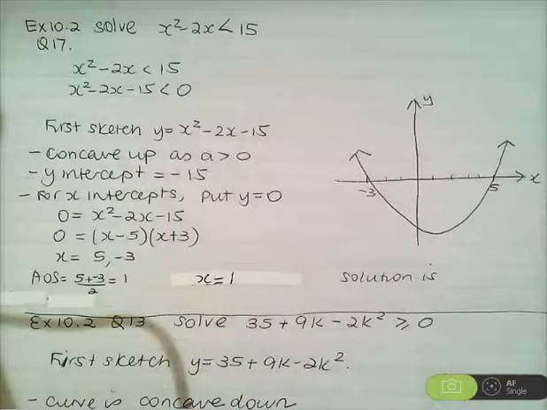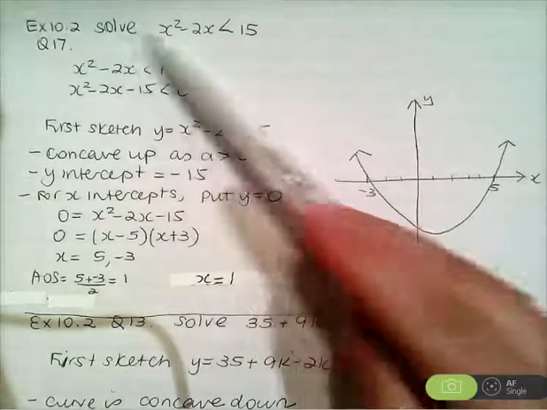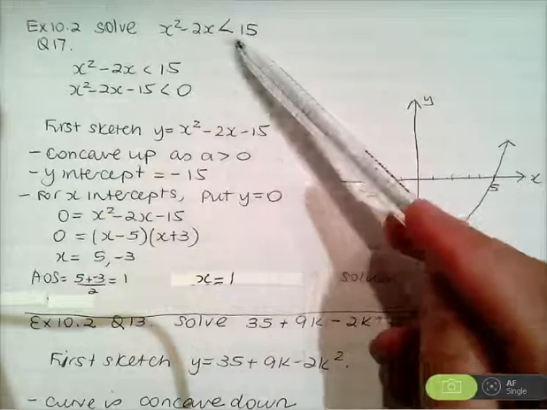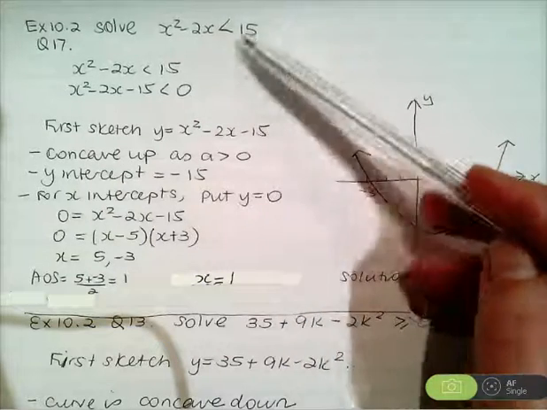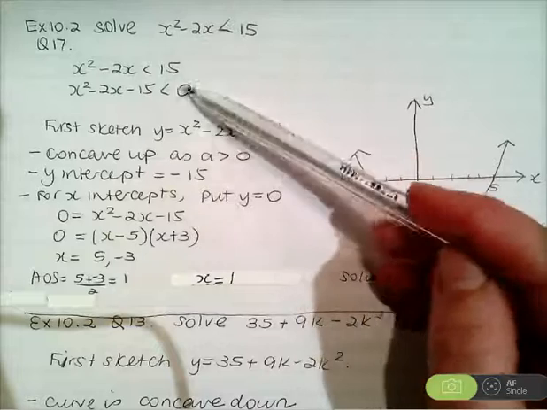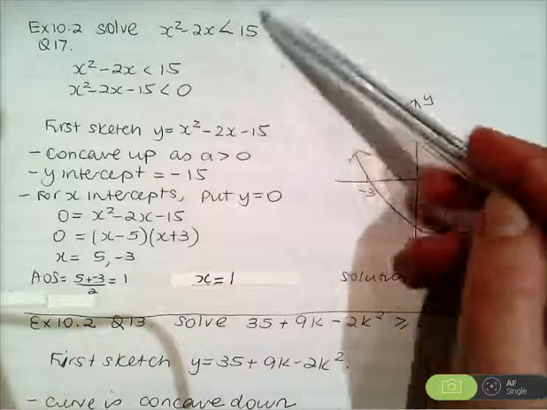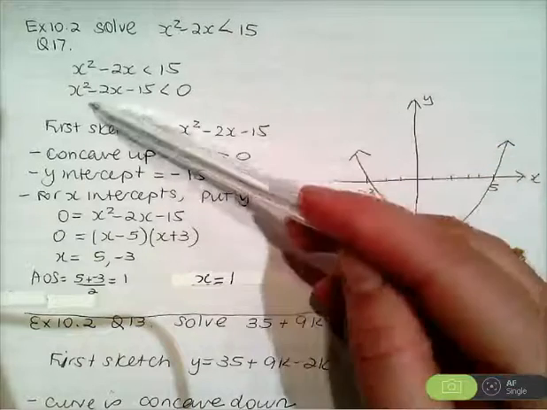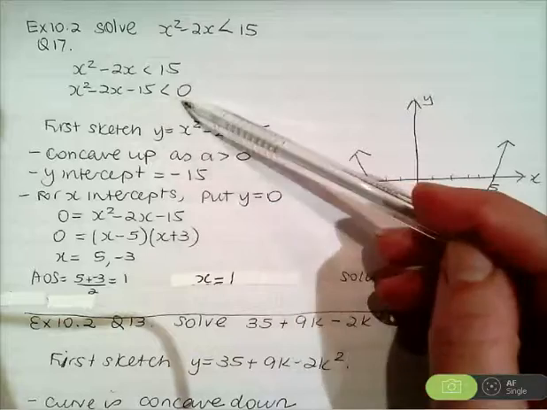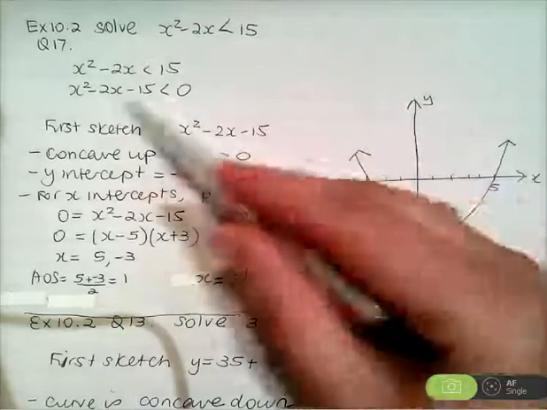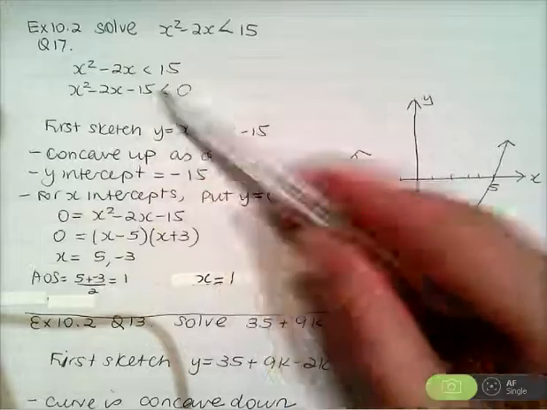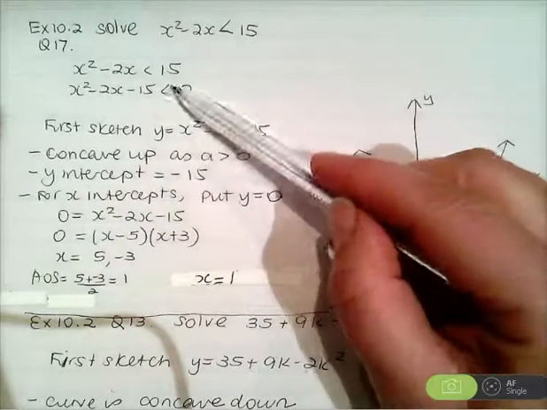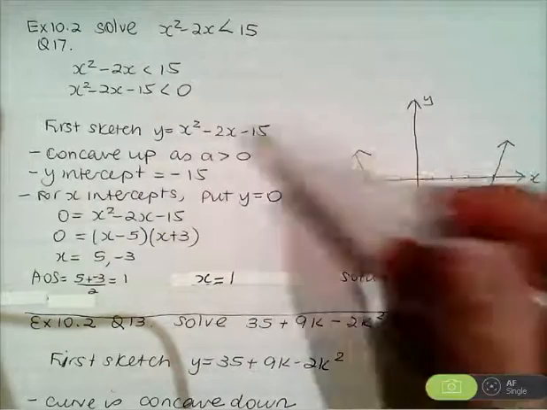Now for exercise 10.2, question 17, to solve x squared minus 2x is less than 15. Now what we need to do is take everything over to the left-hand side, so that we've got a less than 0 here. So taking this 15 over to the other side, we get x squared minus 2x minus 15 is less than 0. Again, to be able to do this, we need to sketch the parabola y equals x squared minus 2x minus 15, and then we need to see where that parabola is less than 0.